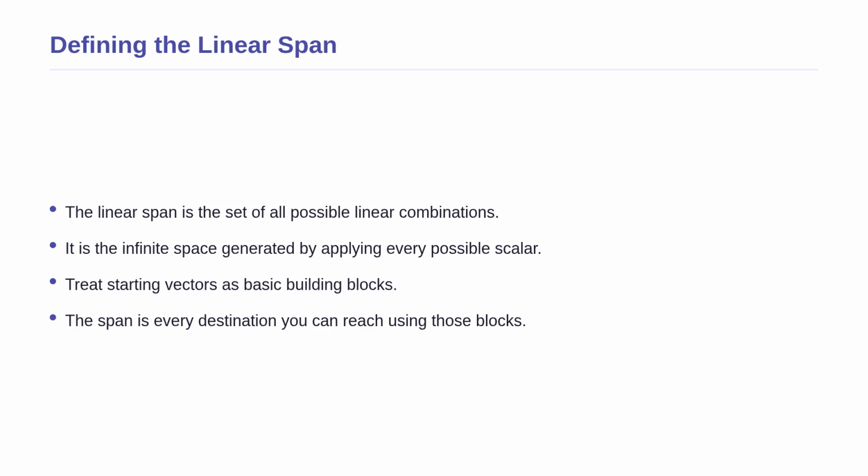This brings us to the formal definition. The linear span of a set of vectors is defined as the set of all possible linear combinations of those vectors. Let me explain that in simpler, everyday words. If you treat your starting vectors as basic building blocks, the span is the complete list of every single destination you can possibly reach by walking along those blocks. It is the infinite mathematical space generated by applying every possible scalar multiplier to your starting vectors and summing the results. It is the absolute limit of what you can build.